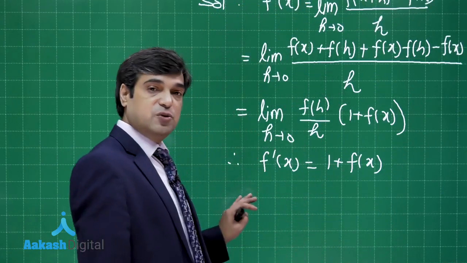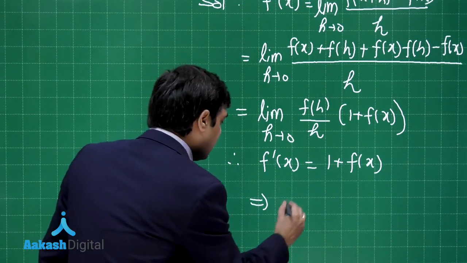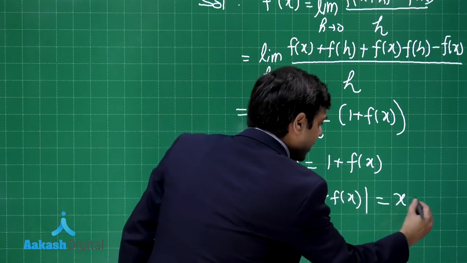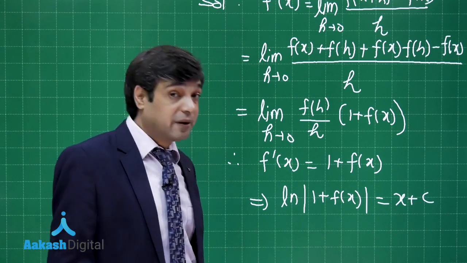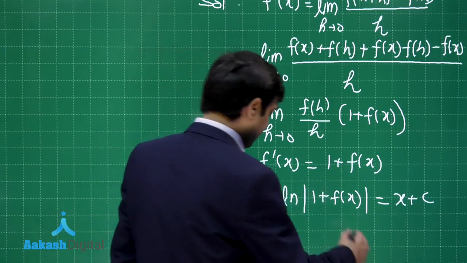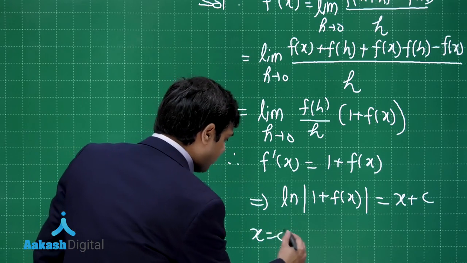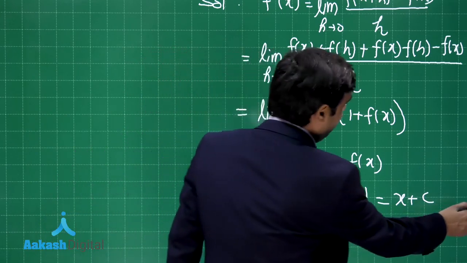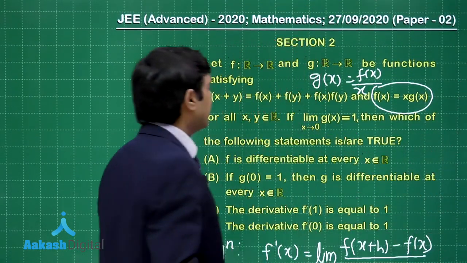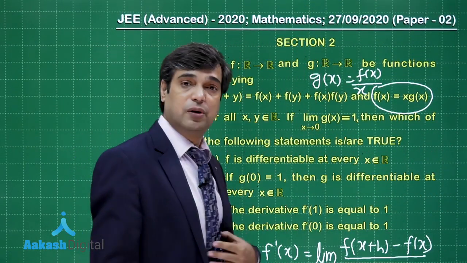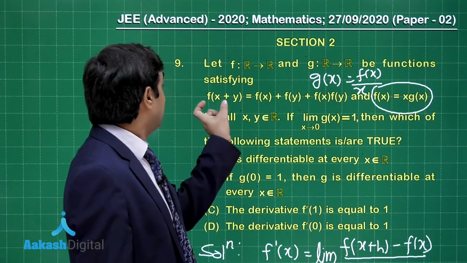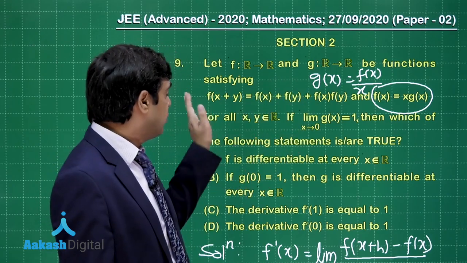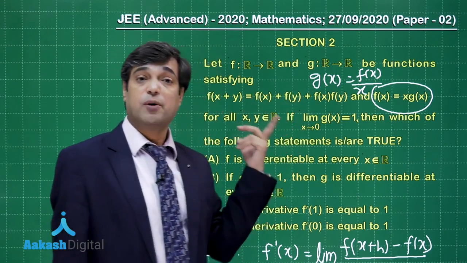Take this 1 plus fx into denominator. So you have log mod 1 plus fx is equal to x plus c. This is clear? We have to find c. When you say x is 0, what is f0? Can we describe? Let's try. From this equation, when you put x and y both 0, you are getting simply 0 is equal to 0 plus f0 into f0. So f0 1 cancelled, possibility looks like 0 or minus 1.